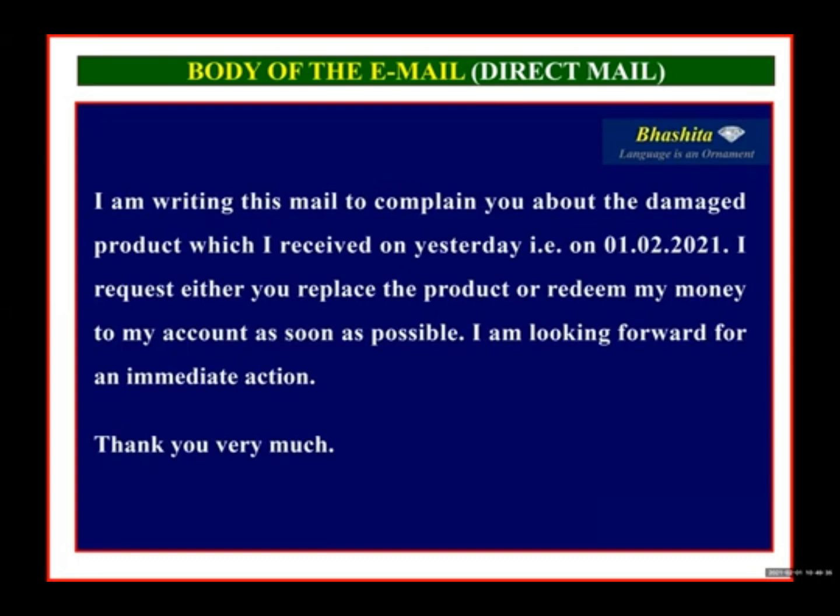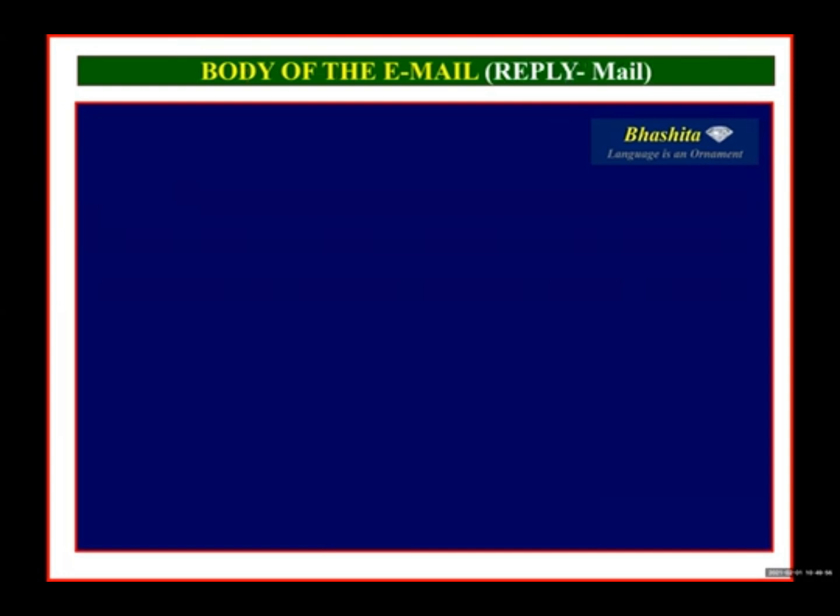For example, you got a mail from somebody. You are trying to give a reply to them. How to send a reply mail? How to draft the body of the reply mail? Shall we see that once? Yes. Let us see that.